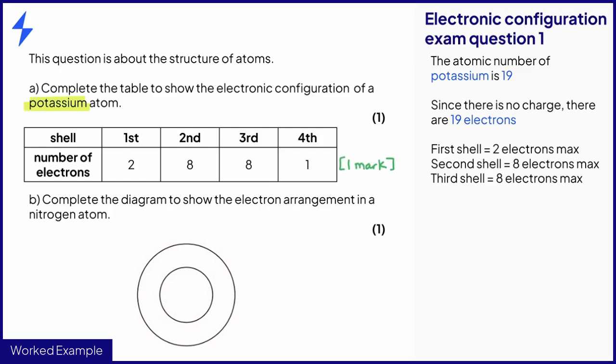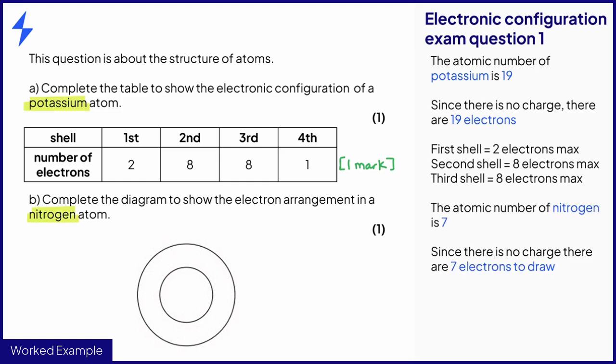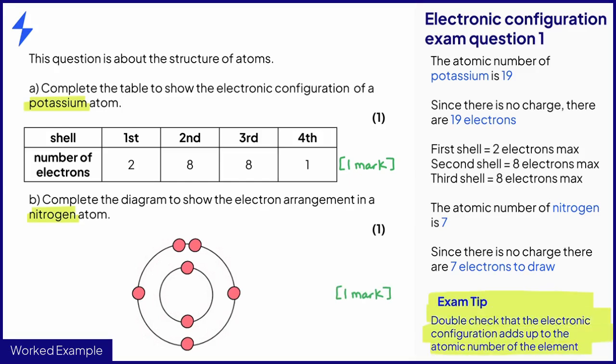In part B, you are being asked about a nitrogen atom. A nitrogen atom has an atomic number of 7, and since it is an atom, the number of protons equals the number of electrons. So a nitrogen atom has 7 electrons to place. This means there will be 2 electrons in the first shell, which leaves 5 electrons for the outer shell. The correct diagram gains the mark. For both questions, the number of electrons should add up to the atomic number.